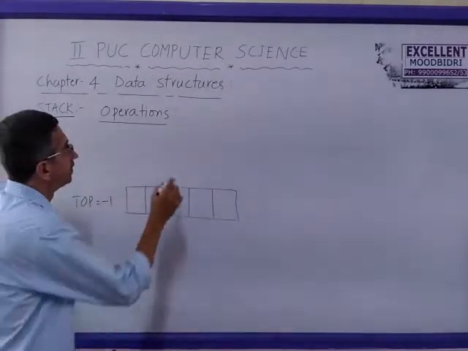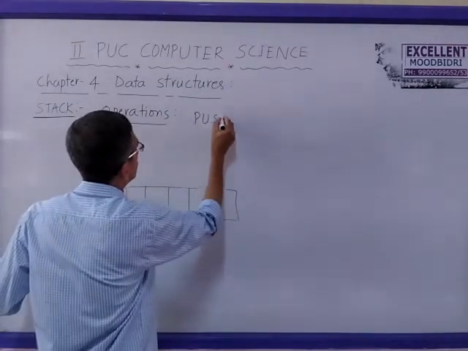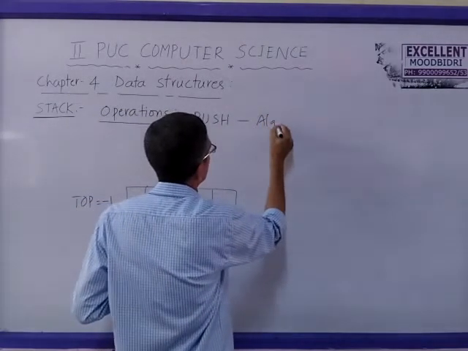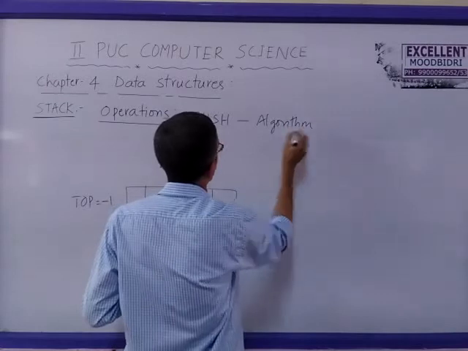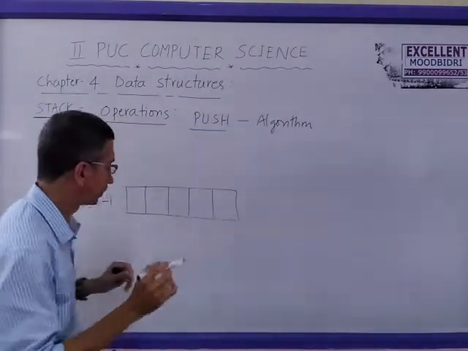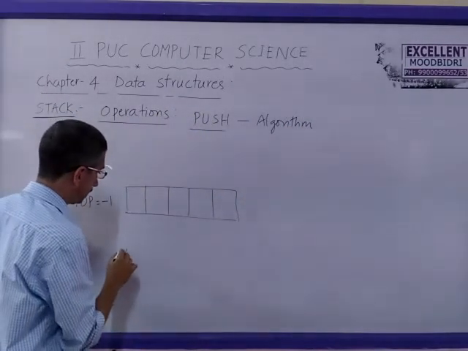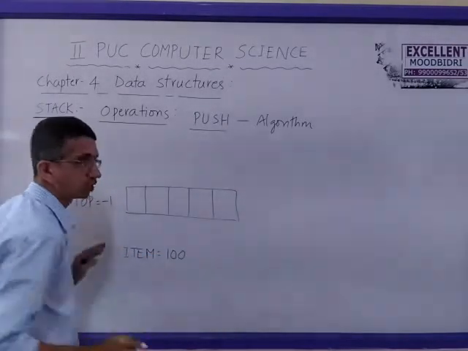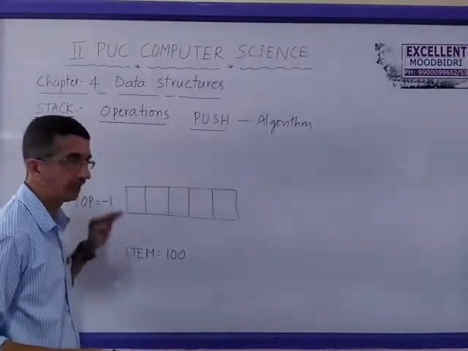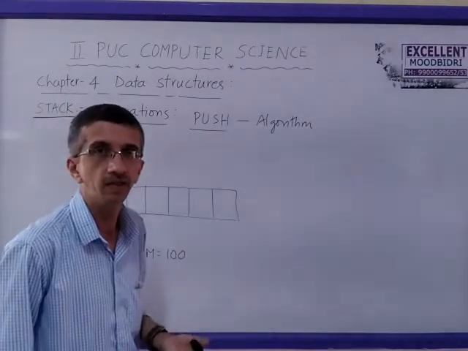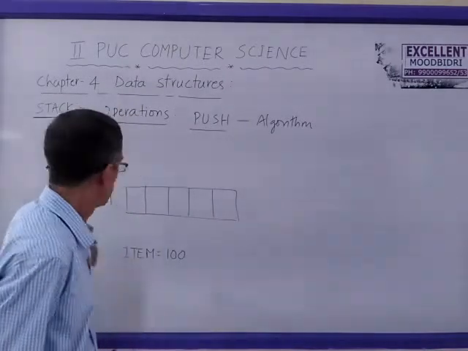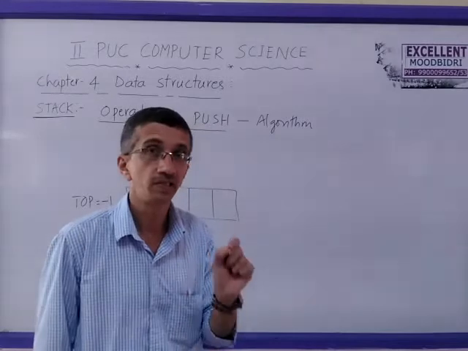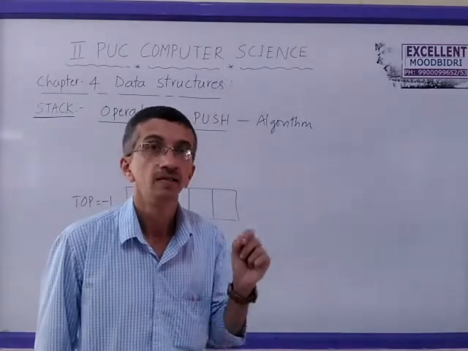Inserting a new item: the push algorithm for a stack. We should have an item to push. Suppose we have a new element, item or element like 100. So far the stack is empty. Where do we insert it? At the top only. But how much is top now? Top is not there, no item. Top is -1. So which is the expression indicating the insertion?